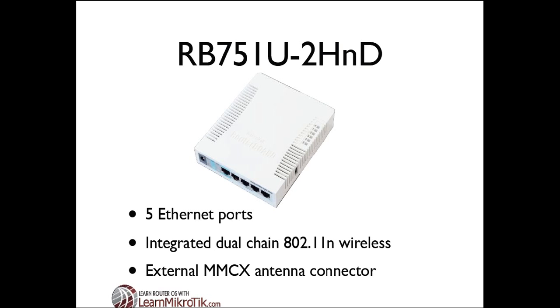But what this is telling you is this is a 750 series router, so it's their typical 750 Ethernet router. But to that, they have added 802.11 wireless. And it's not just single chain, it's dual chain wireless. So we've got a lot of wireless speed in a very small form factor, low cost device, very high performance. And the U in the model name also designates that it has USB capability.